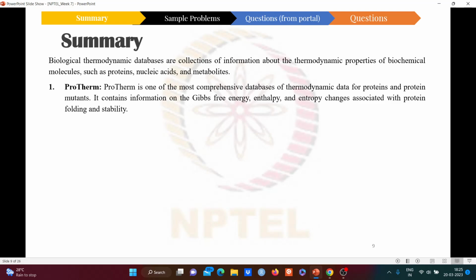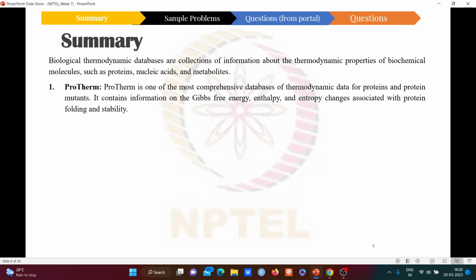So let's start with ProThermDB. It is the largest database to date, maintained by our lab, Professor Michael Gromiha's lab. It is one of the most comprehensive databases of proteins and their mutant information. It contains information on Gibbs free energy, enthalpy, entropy, and entropy changes. These are all thermodynamic changes associated with protein folding and stability.